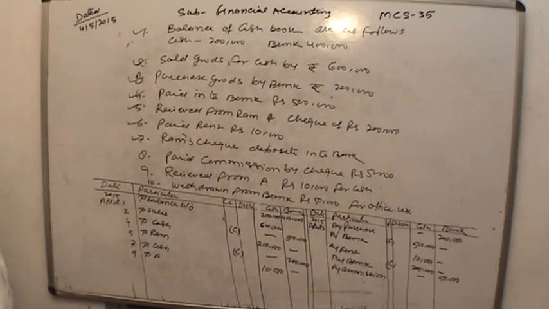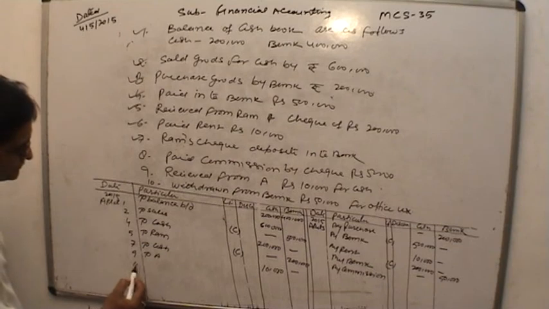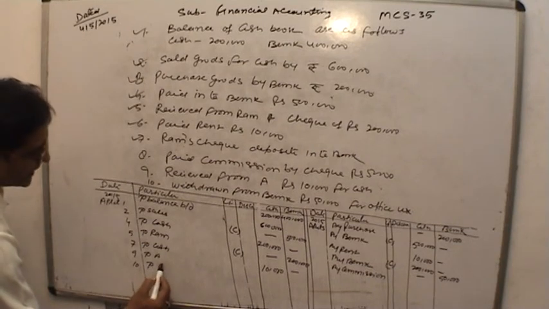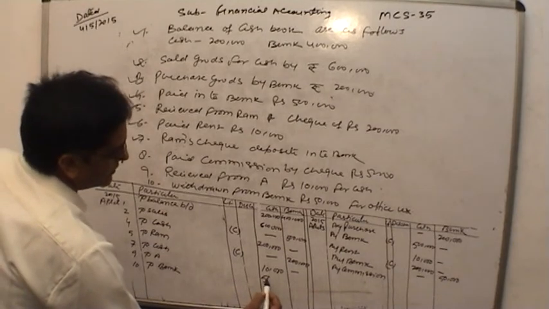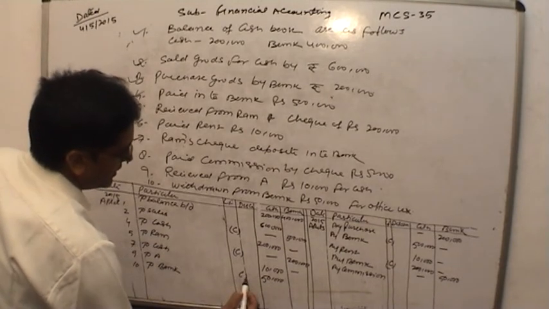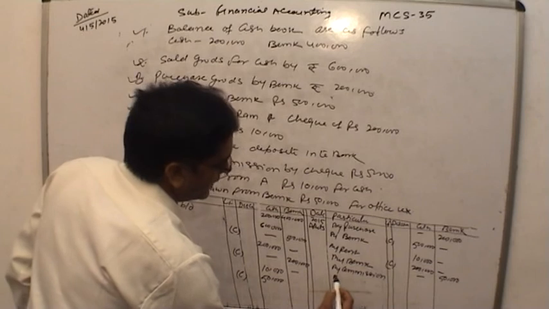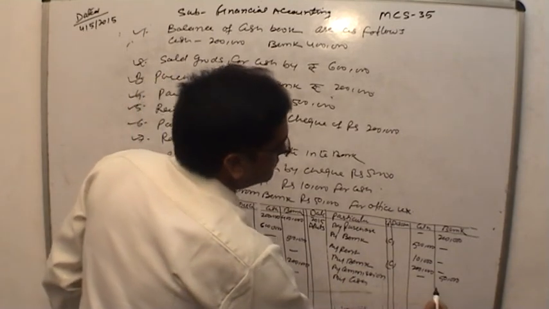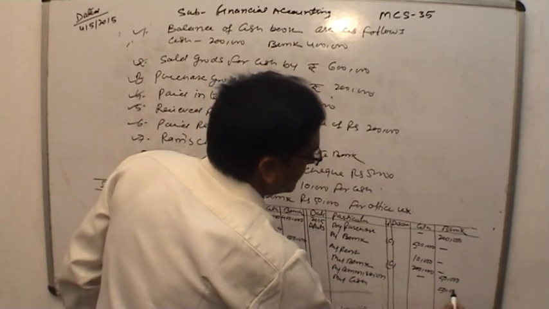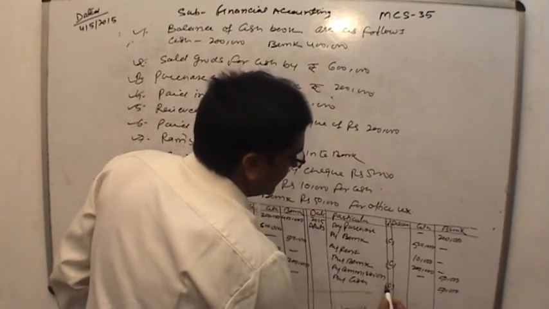And the last transaction, withdrawn from bank rupees 50,000 for office use. It is just the opposite of the deposit entry. So here, to bank, cash column 50,000, and contra, by cash, bank column 50,000, and it is also a contra entry.